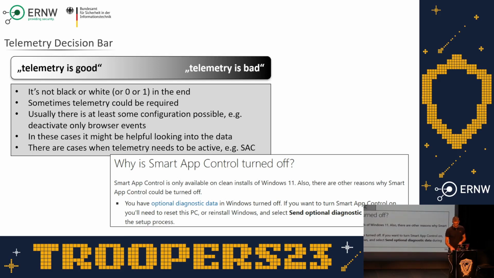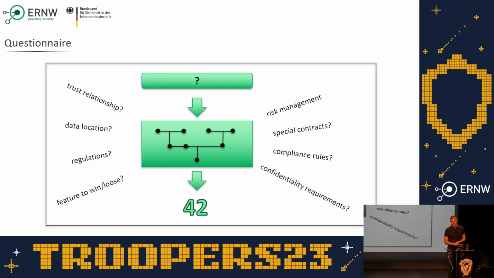And coming back to what I said before, some key questions which might be helpful to come to that decision are displayed on this slide. So, for example, it could be, do we have a special trust relationship with the vendor, Microsoft? Where does the data reside which is being collected via telemetry? Are there any regulations in place which might push the company in one direction or the other? What about features? Is there a feature connected to telemetry which we really want to have, or which we are afraid to lose if we deactivate telemetry?